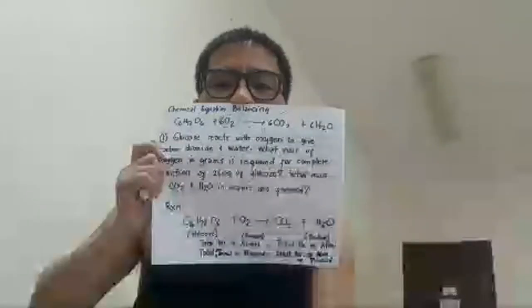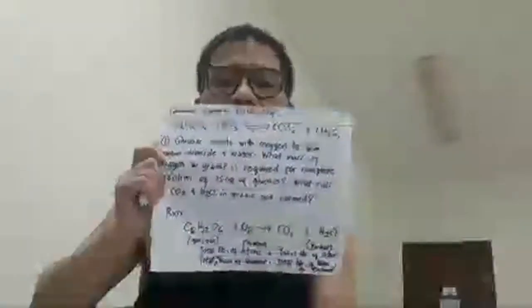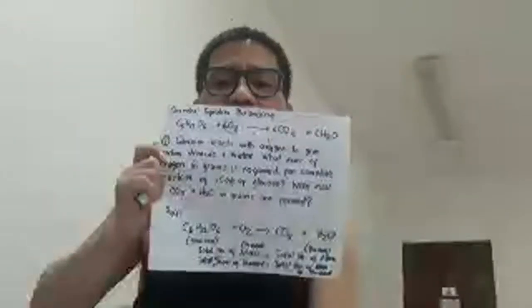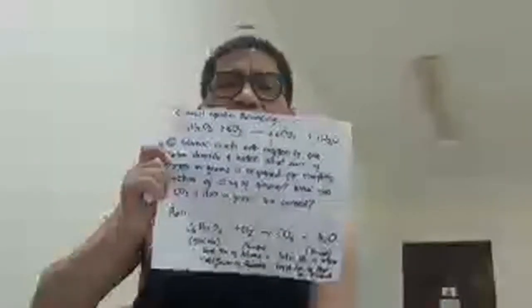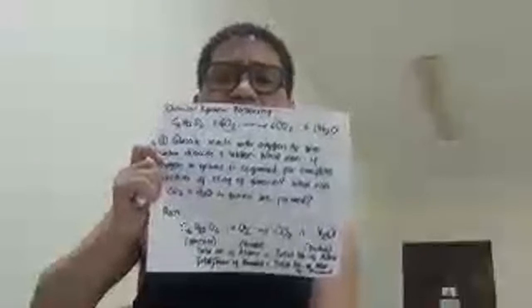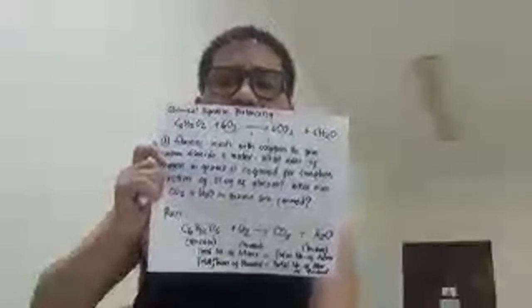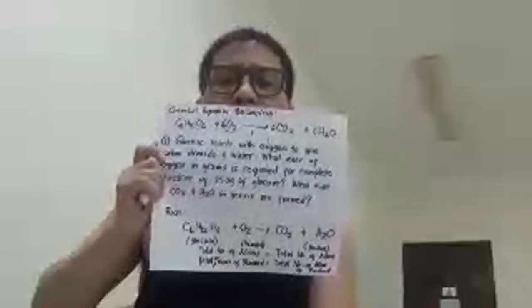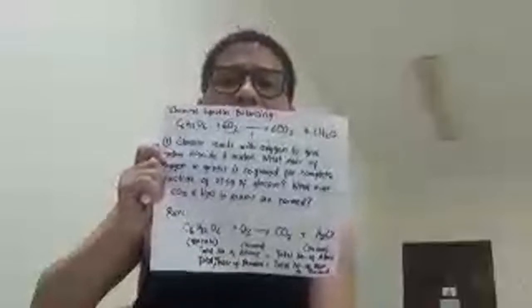So for number 3, we need to solve for 3 masses. Our given is 25 grams of glucose. The chemical reaction involves number of atoms and number of moles, which is very helpful to solve what is being required.